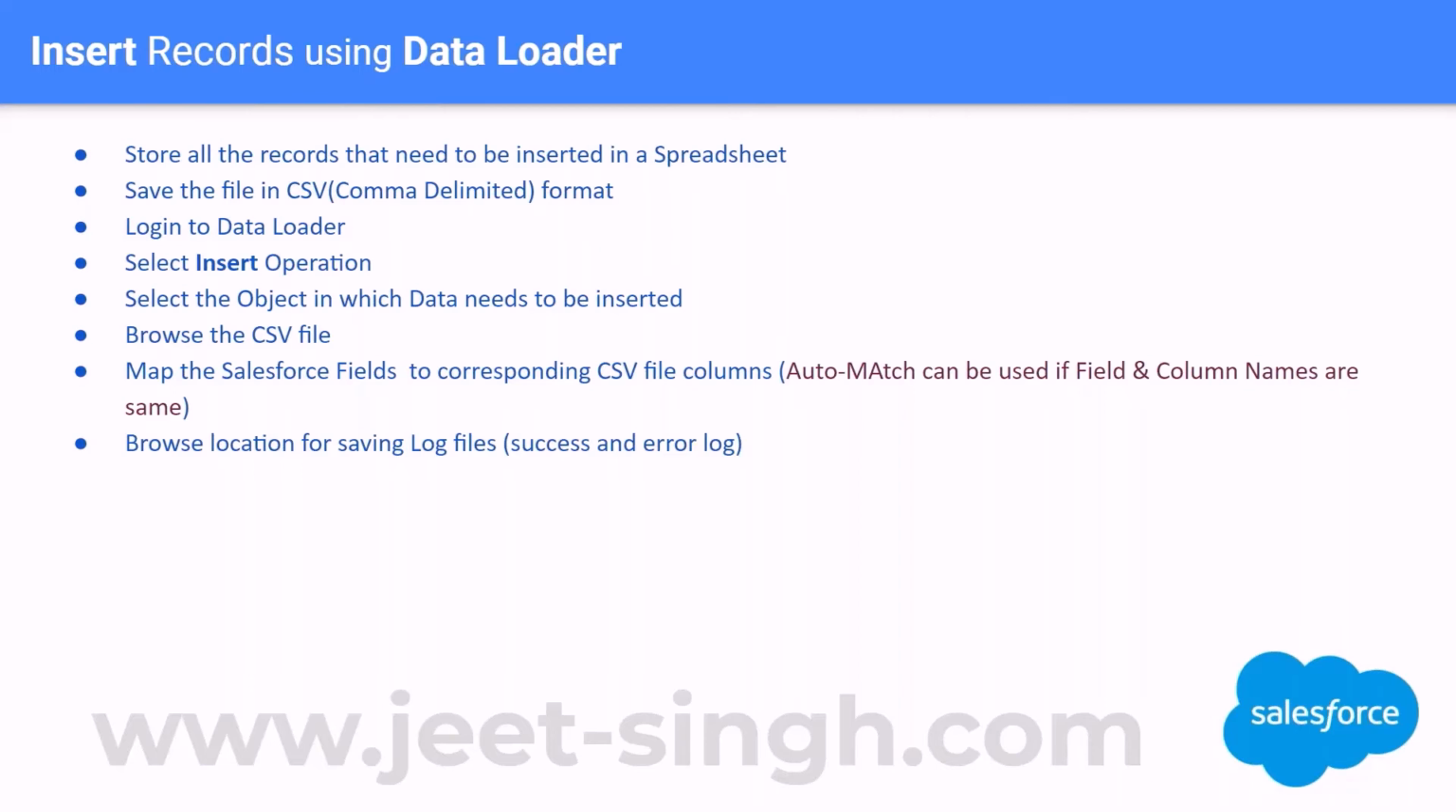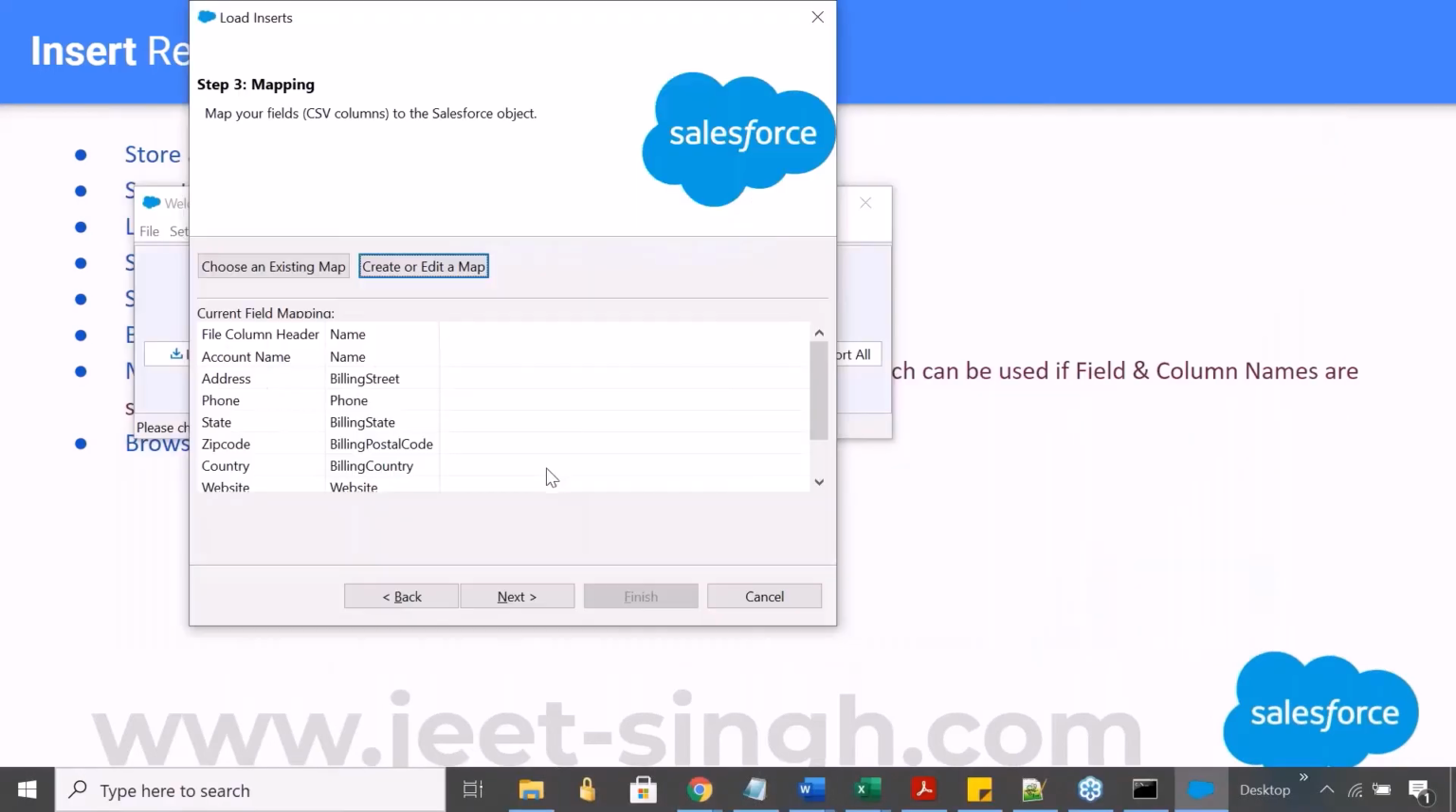Now what do you do? How do you figure out which 100 records were not processed? So data loader will give you a success log file and an error log file. Success log file will have all the records which have been processed. Error log file will have all the records which were not processed properly. All right, so I'm going to define a location to store the success and error log files. That's what your next step is.